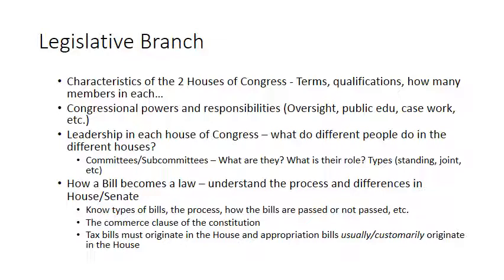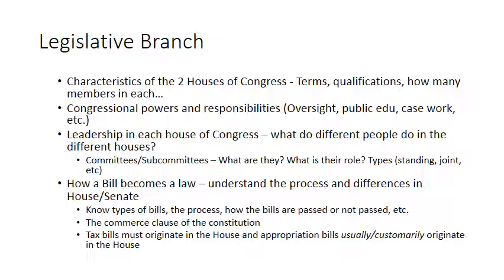How a bill becomes a law. Understand the process and differences between the House and the Senate. As we discussed on the board, really the process is generally the same between the House and the Senate. It can originate anywhere. It's introduced by a member of the Senate or a member of the House. But there are a couple key differences. For instance, the filibuster only happens in the Senate, and then at some point both the House and the Senate come together in a joint committee called the conference committee. So know that process a little bit.